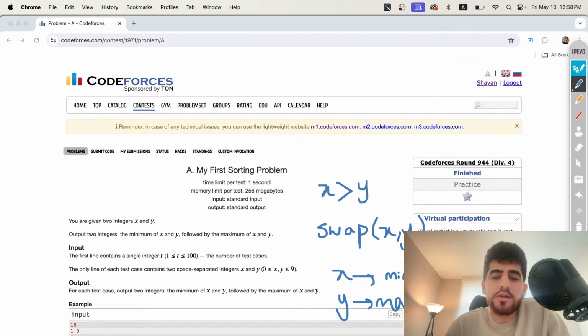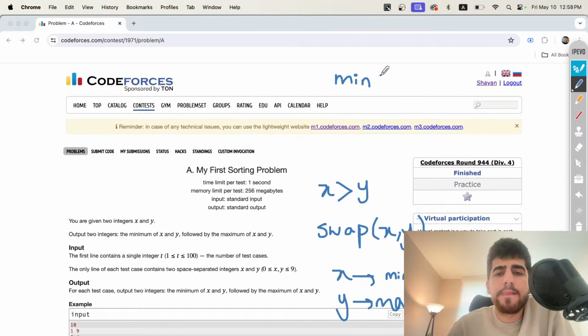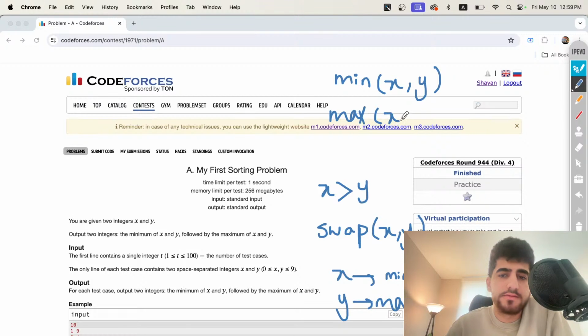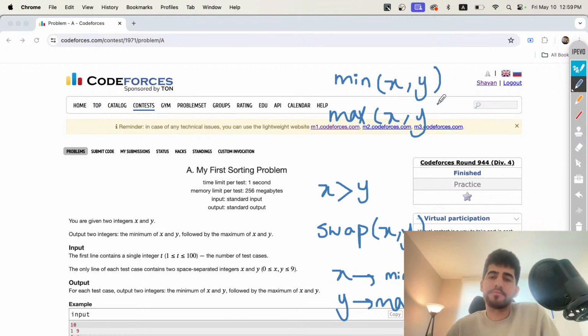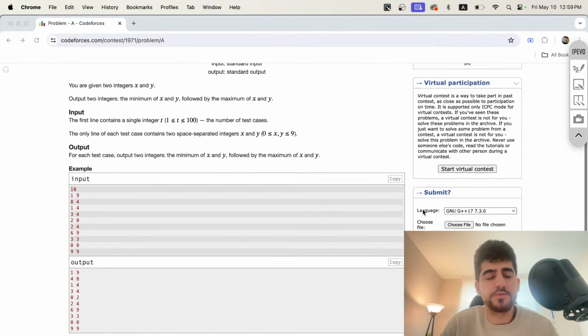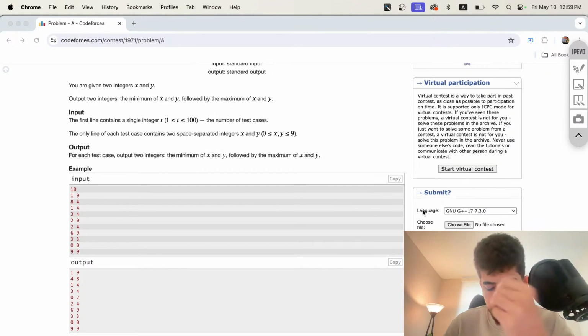There was also another way. You read in x and y, and you write out the minimum of x and y and the maximum of x and y. Both work. So this is a very easy problem. It can simply be solved. Does it make sense? Do you need more explanation on this one, or can we move on to the next problem?